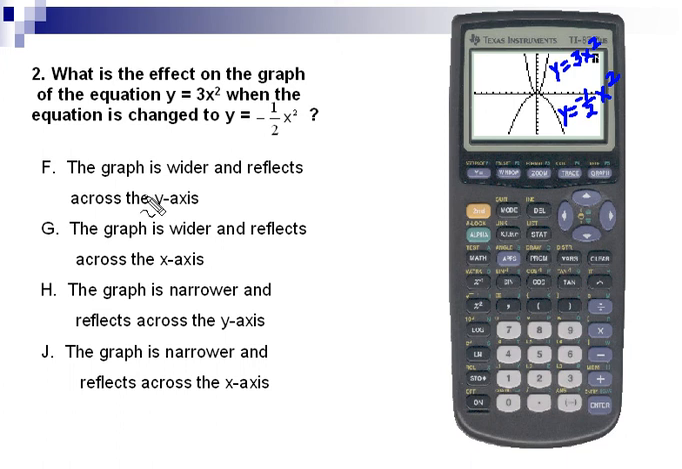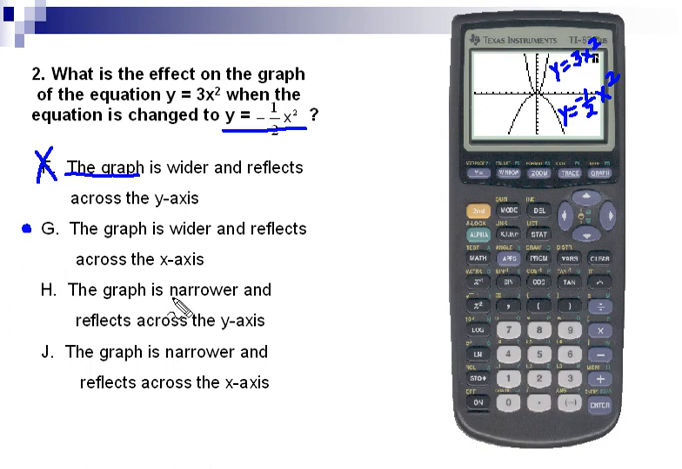In each one of these answer choices, the graph that they are talking about is this one. So this graph is wider, however, it does not reflect across the y-axis. So this is not a good answer. G says the graph is wider and reflects across the x-axis. That seems like a reasonable answer. So let's mark this one to come back to.